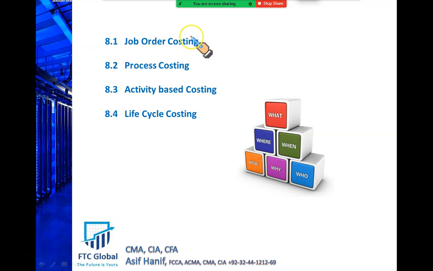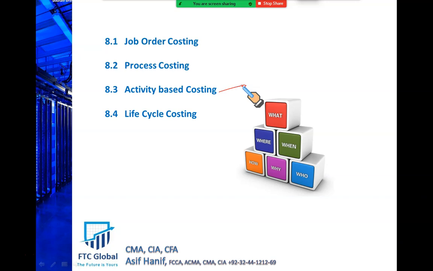So we have done job order costing. We learned how to accumulate costs over different jobs. We learned how to accumulate cost through different processes in our production system. Then we learned how to accumulate cost over the life of the product. Now we will learn how do we accumulate cost based upon different activities that are involved in the production process.